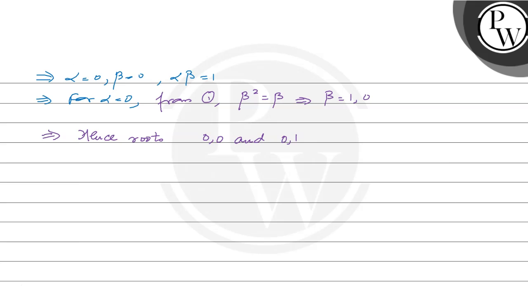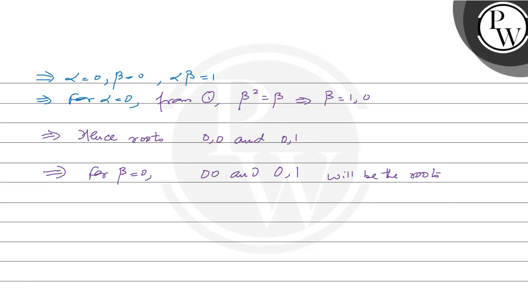Now I am going to put beta equal to 0. Now for beta equal to 0, what will you get? Put beta equal to 0 in first. You will again be getting the roots as 0, 0 and 0, 1. Right? For beta equal to 0 also.